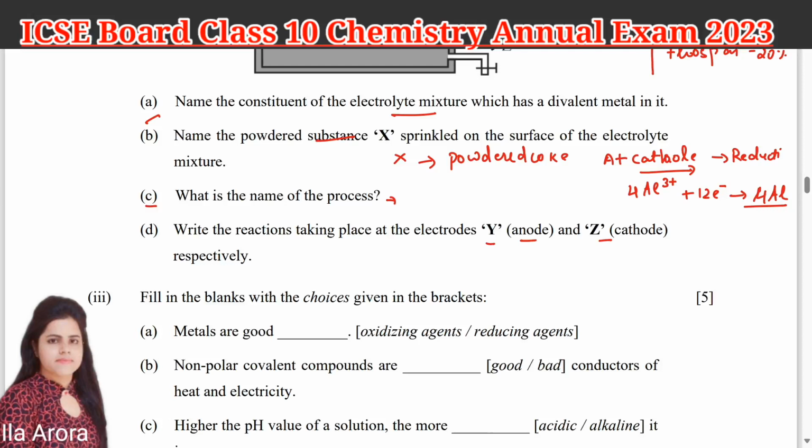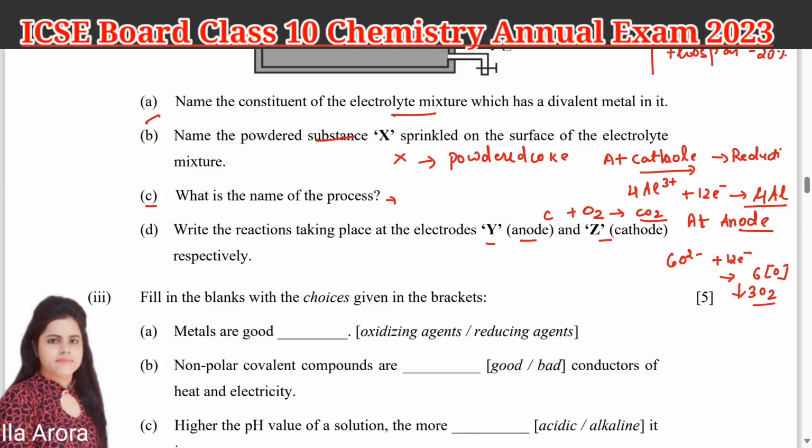At the anode, what will happen? First of all, we will get oxygen. That oxygen will combine with carbon, and finally you will get carbon dioxide. So how to write this? 6O2 negative will lose electrons, and you will get 6 nascent oxygen atoms. These oxygen atoms will form oxygen gas.